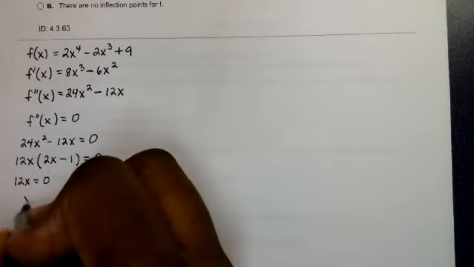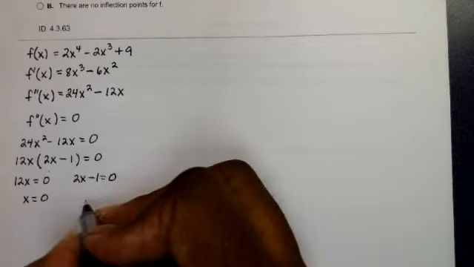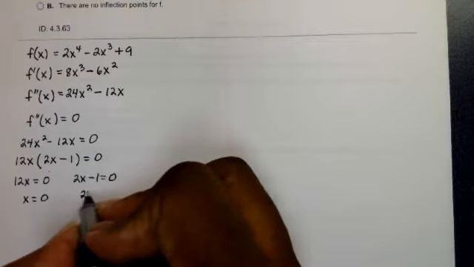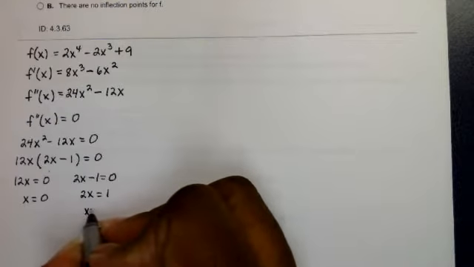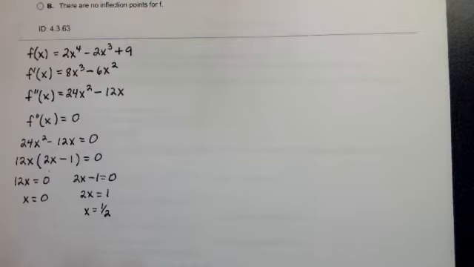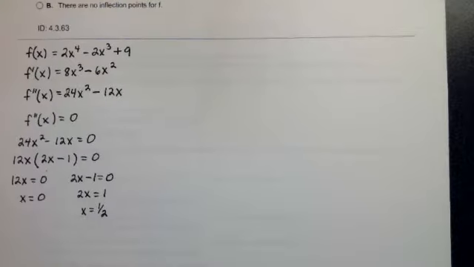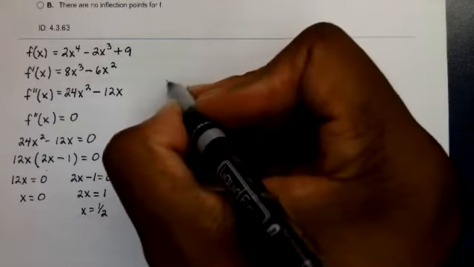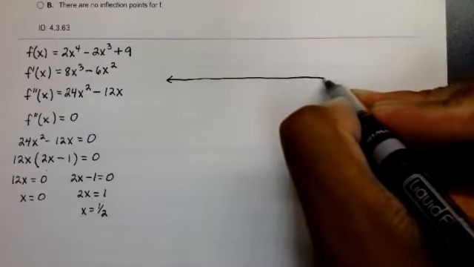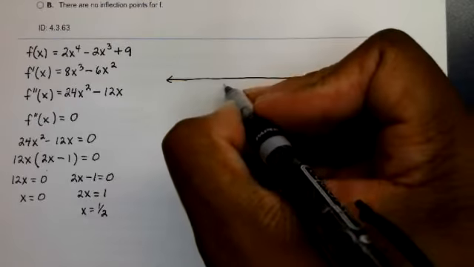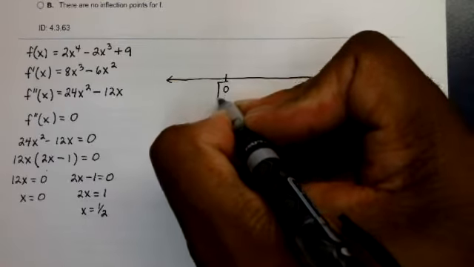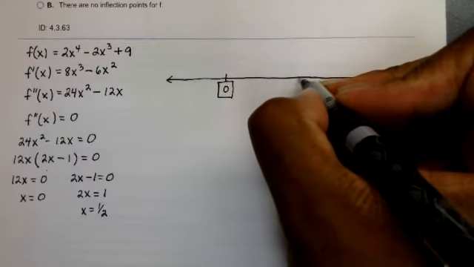Now for 12x equal to 0, that means x has to be equal to 0. But 2x minus 1 is equal to 0. That means 2x must be equal to 1. Divide both sides by 2, you'll get x is equal to 1/2. These are my two possible points of inflection, x equals 0 and x equals 1/2, for the possible x values where I do have points of inflection. All right, so let's draw a number line to determine whether it's going to be concave up or concave down. I'm going to put 0 here and 1/2 here.